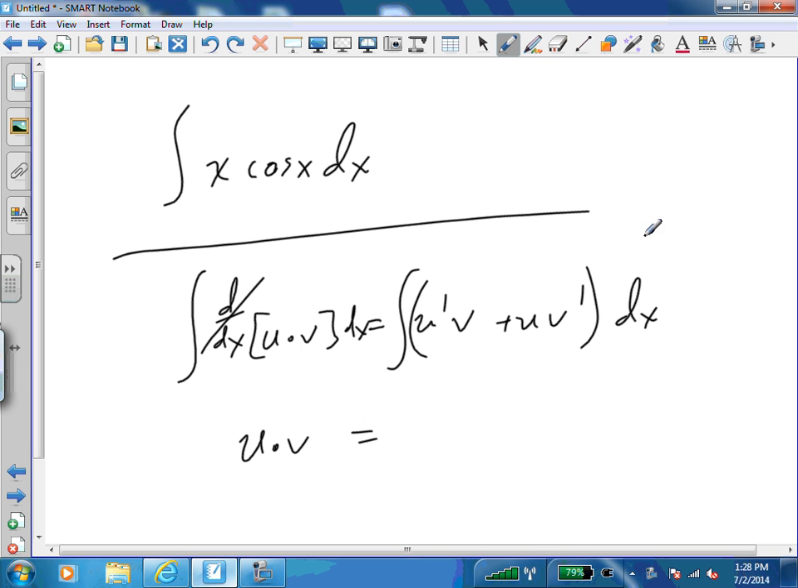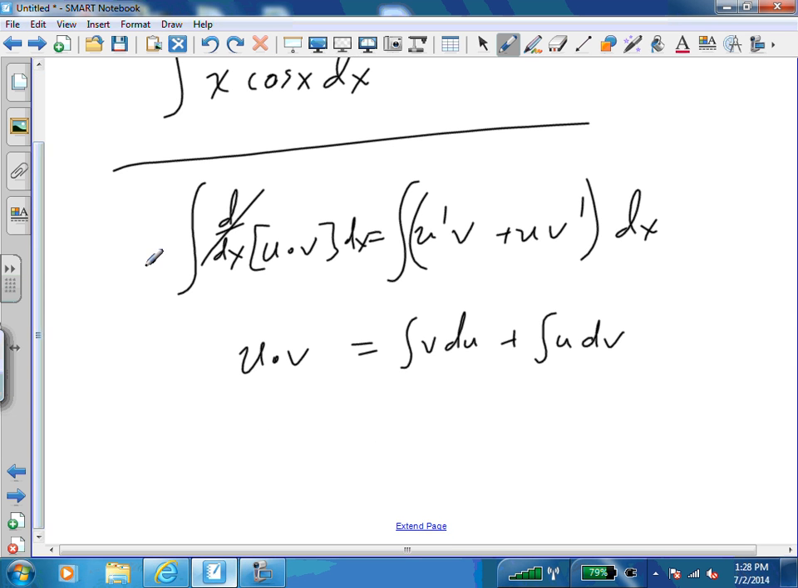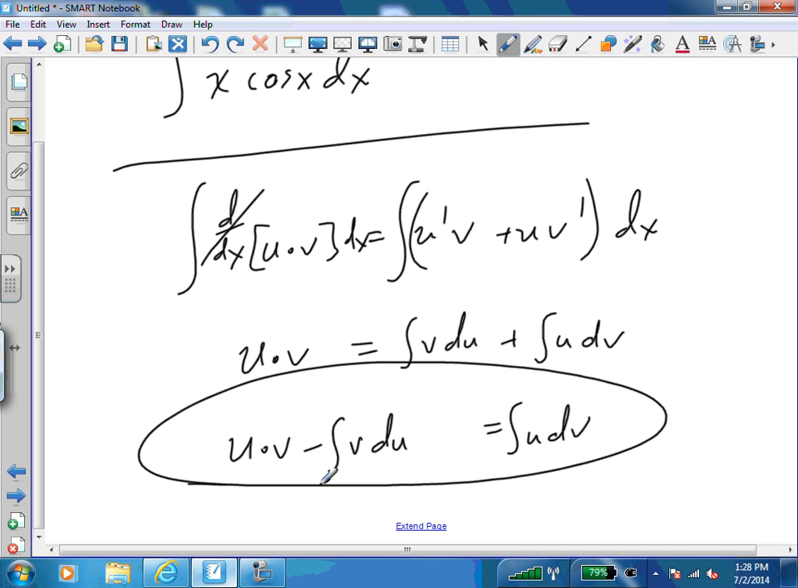In the sense of integration, instead of calling it u prime, let's call that du. So let's call this v du, and this one u dv. And let's solve this for u dv. We leave u dv alone, move that to the other side, and we get this. And this is what we call integration by parts.